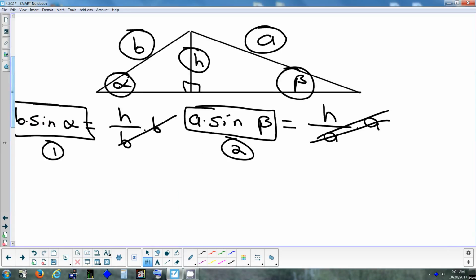Yeah, Alex? They're both hypotenuse times the sine of the opposite angle equaling the height. Okay, so can you just say the last part again? They both equal the what? Height. Right, box 1 equals height, box 2 equals height. So what else does that mean about box 1 and box 2?